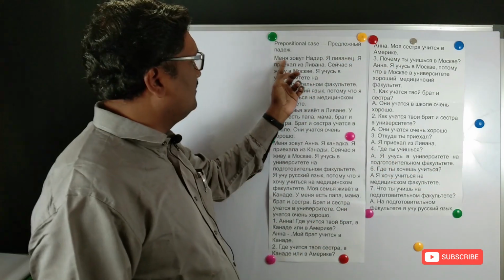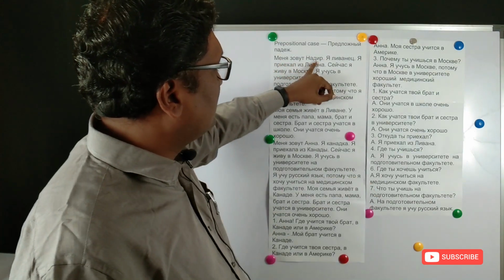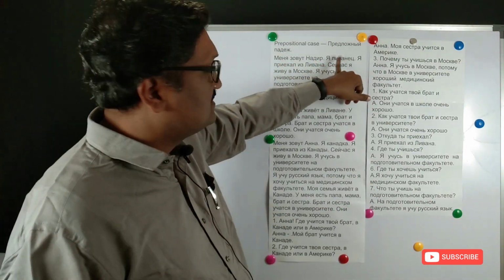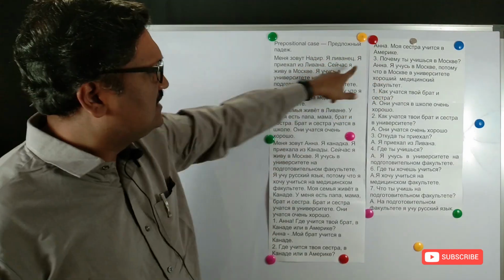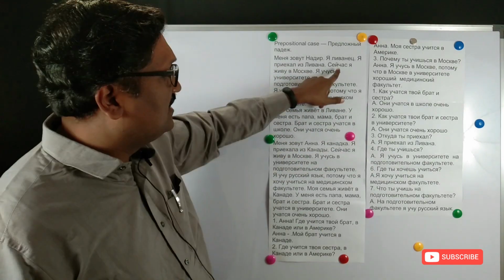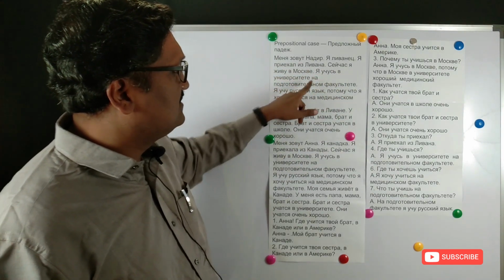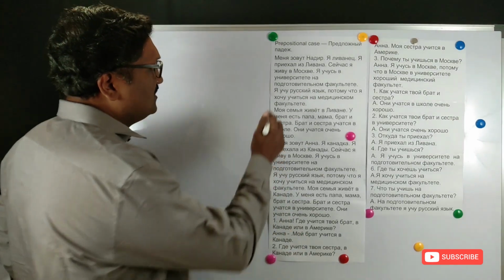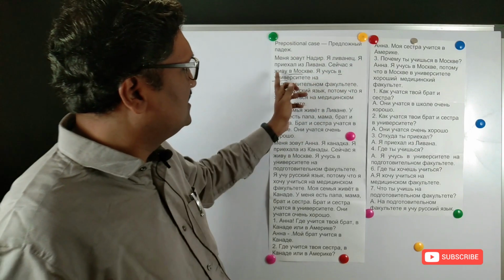Меня зовут Надир. Nadir is telling about himself. Я ливанец. Ливанец is a Lebanese, a Lebanese person. He is from Lebanon. Я приехал из Ливана. I came from Lebanon. Сейчас я живу в Москве. Я учусь в университете. Now here this preposition в indicates the prepositional case. В университете. Сейчас я живу в Москве.